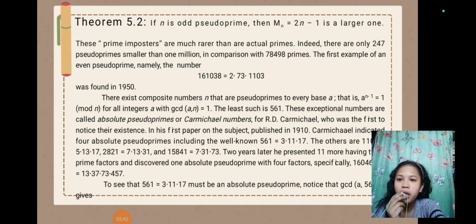In his first paper on the subject, published in 1910, Carmichael indicated 4 absolute pseudo-primes, including the well-known 561 equals 3 times 11 times 17. The others are 1105 equals 5 times 13 times 17, 2821 equals 7 times 13 times 31, and 15,841 equals 7 times 31 times 73.